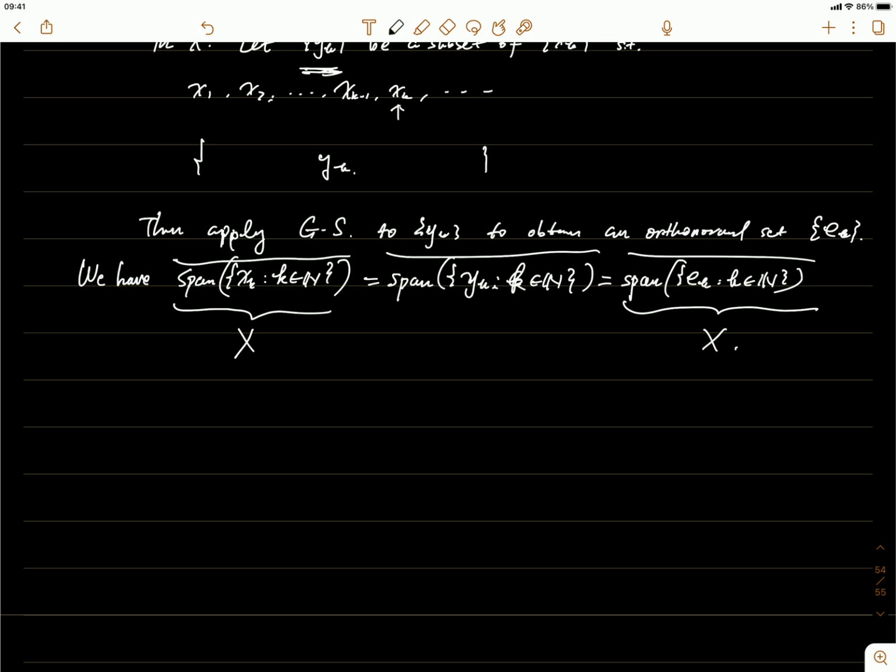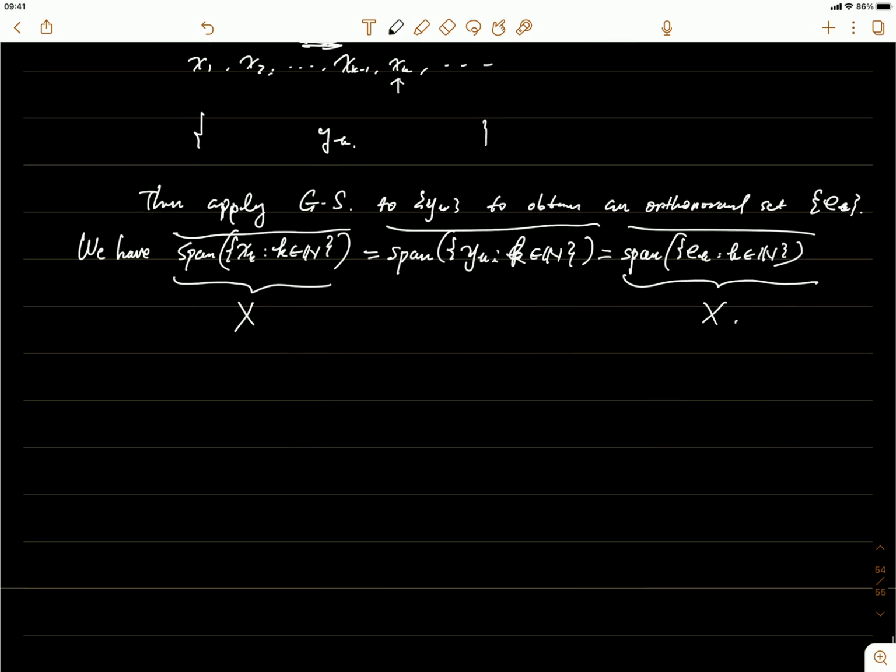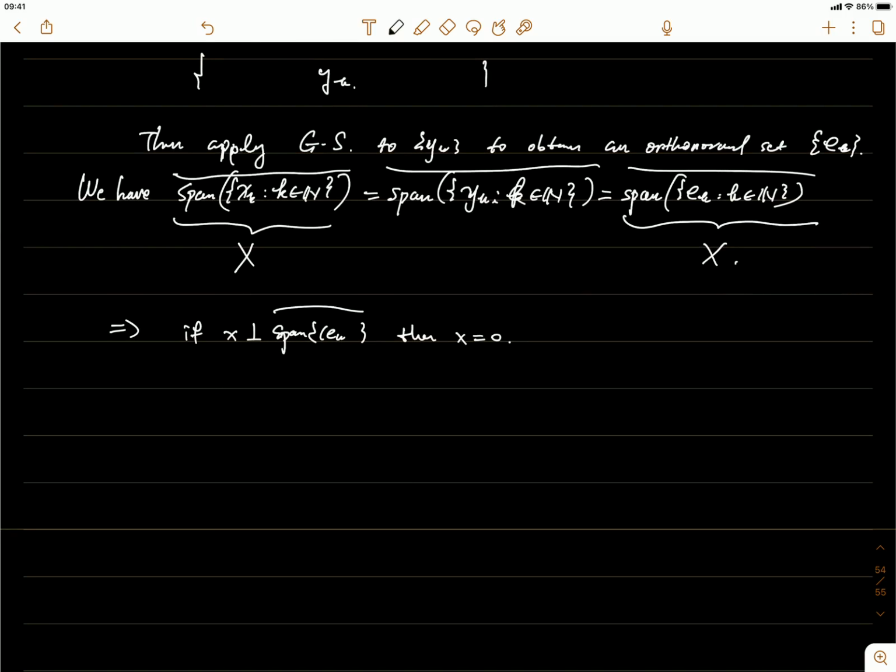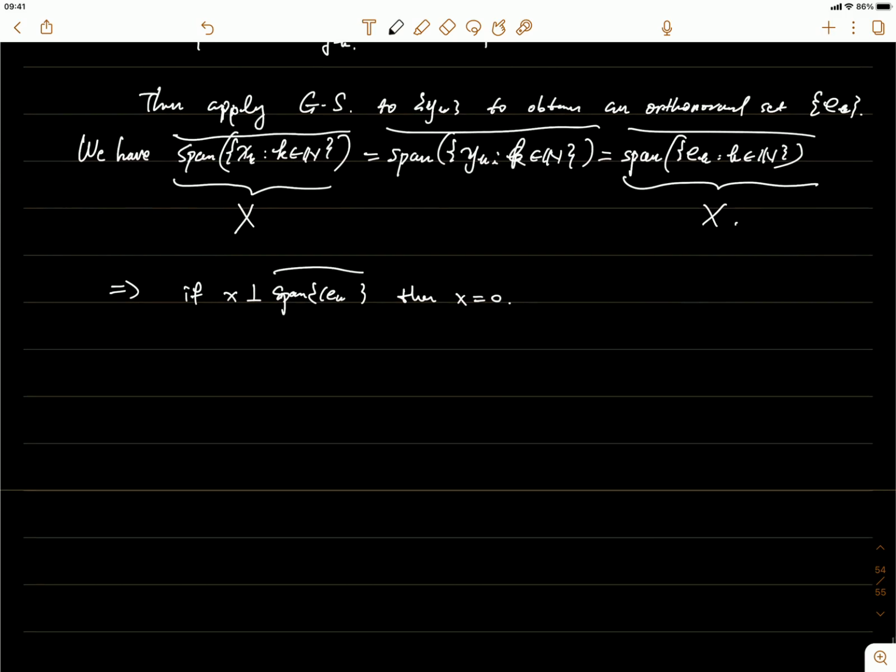Because any element that is perpendicular to this must be 0. So this implies that if x is perpendicular to the span of ek, then x is equal to 0. And this means that it's complete, and also that means that the ek is actually a basis. Okay, so that's one direction.